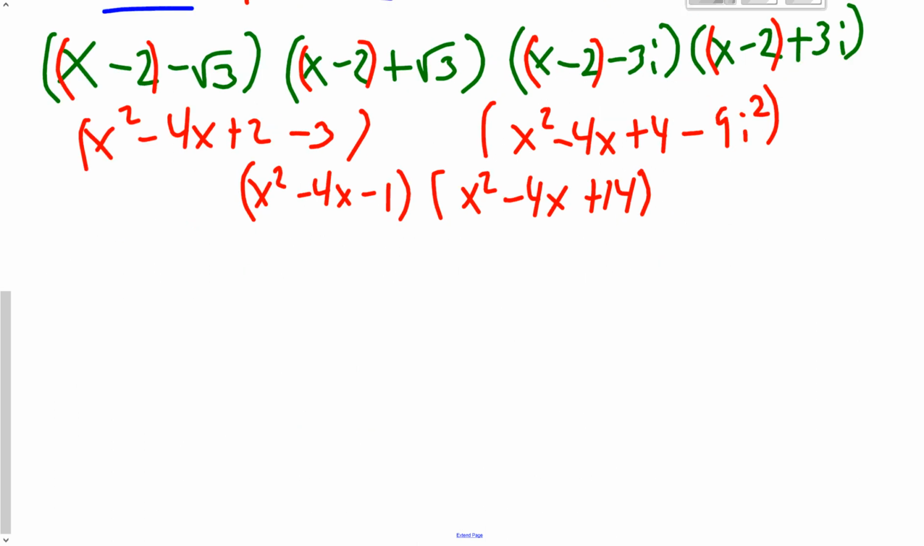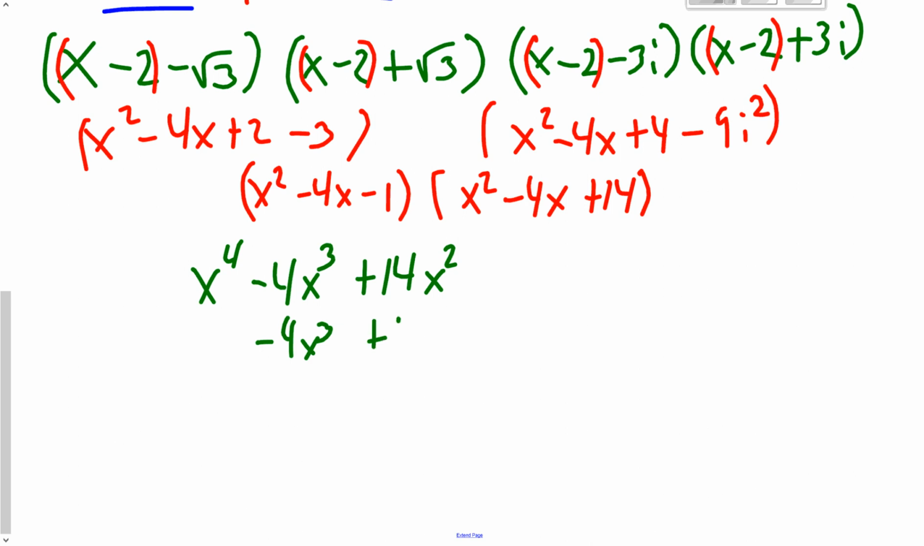Okay, and then we have to FOIL that out. That's a 3 by 3. So we get x to the 4th. x squared times negative 4x is a negative 4x cubed. x squared times 14 is a positive 14x squared. Negative 4x times x squared is a negative 4x cubed. Negative 4x times negative 4x is a positive 16x squared. Negative 1 times x squared is a negative x squared. Negative 1 times negative 4x is a positive 4x. And negative 1 times 14 is negative 14.